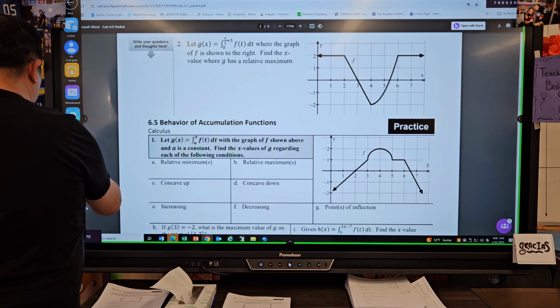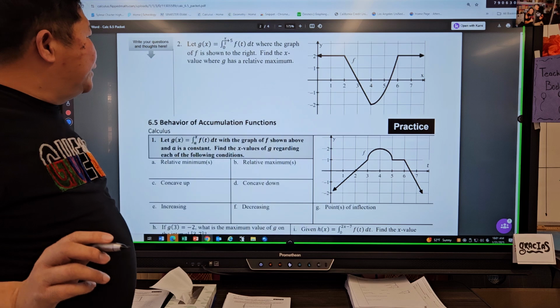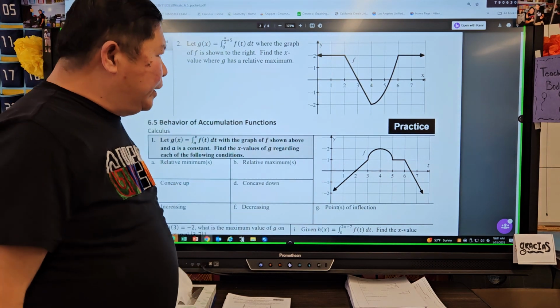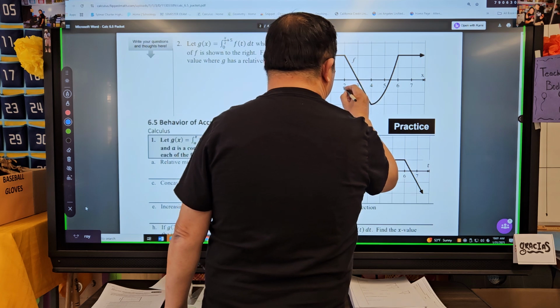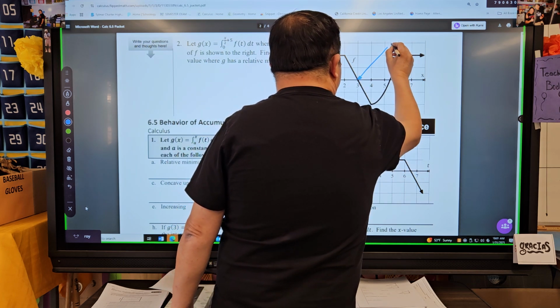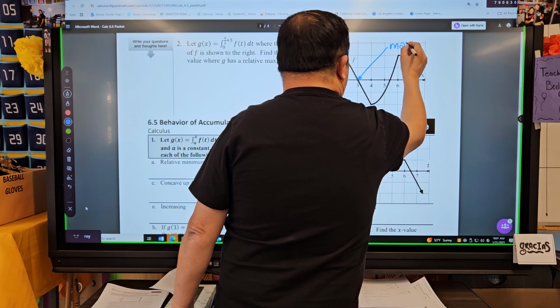Somebody said 5.4. What did Anthony said a while ago? Oh, that's 3. At 3. So this is the max. Oh, it's the same problem. Okay? It's the same graph. This is the max. It's the sum. Accumulation. Summation.